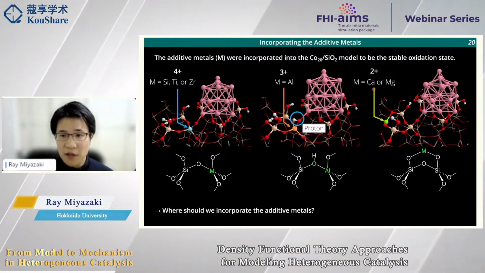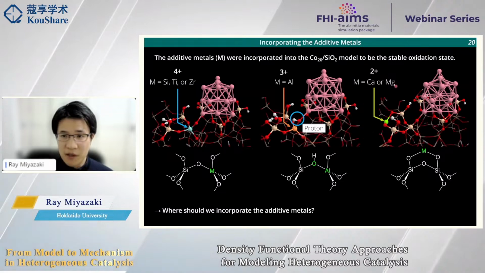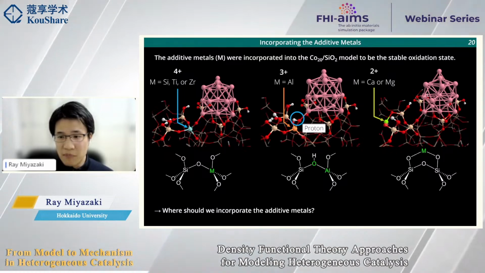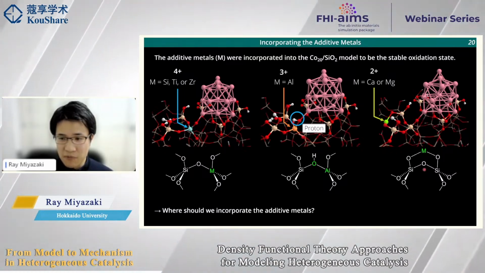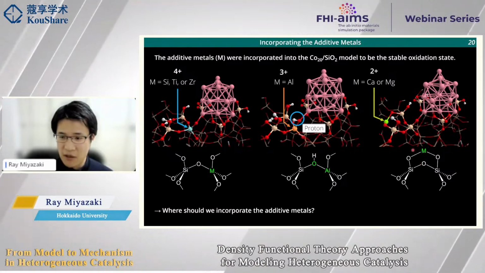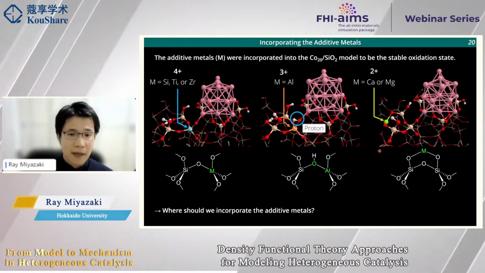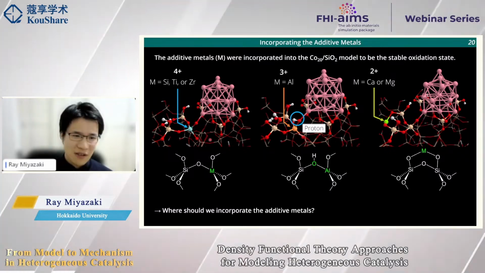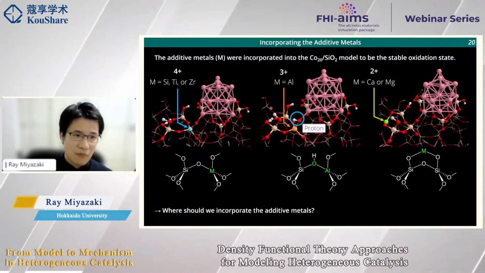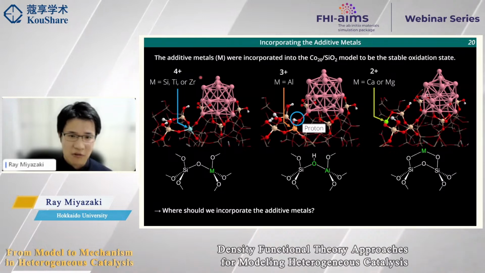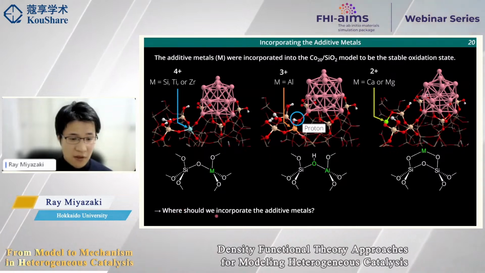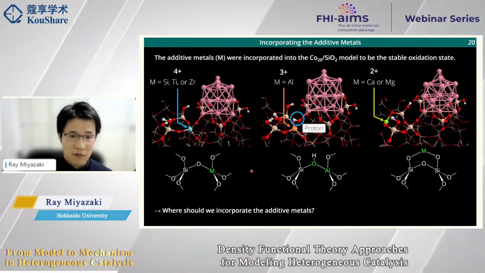And finally, calcium and magnesium, those metals prefer to be 2+ state. Then I put those metals at the bridge site between two OH groups, without removing them, to be formally 2+ oxidation state. Then of course, there's the silica support, but I put one assumption, that those metals prefer to be in a stable oxidation state itself. Then the remaining question is, where should we incorporate the additive metals onto the silica support?